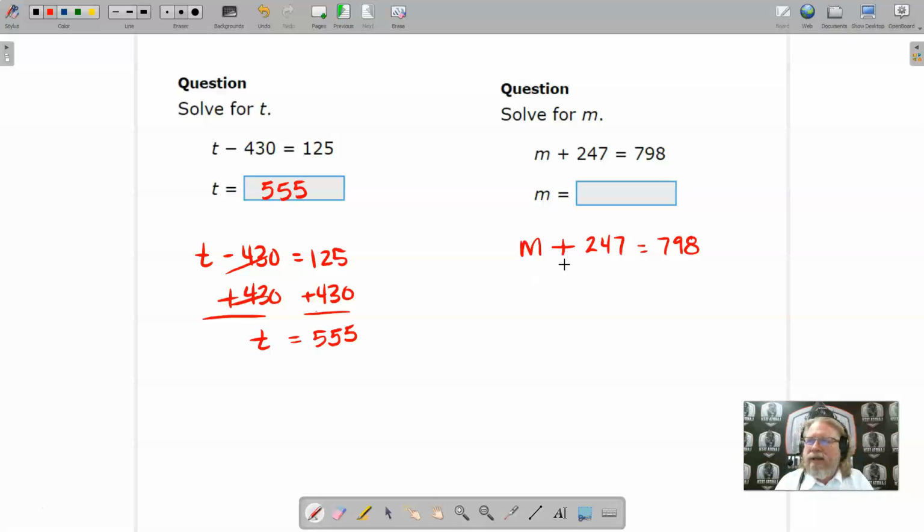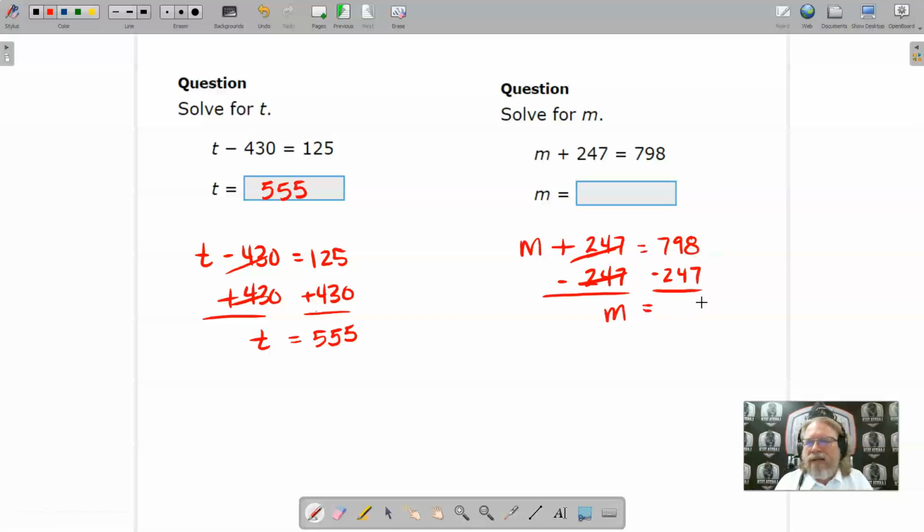So the 247 is tied to the m through addition. The opposite operation is subtraction. We're going to subtract the very number we wish to get rid of, which is 247. And what we do to one side, we're going to do to the other, 247. What's that leave us with? Well, the 247s are going to cancel each other, right? Leaving us with just m on the left. And then 798 minus 247.